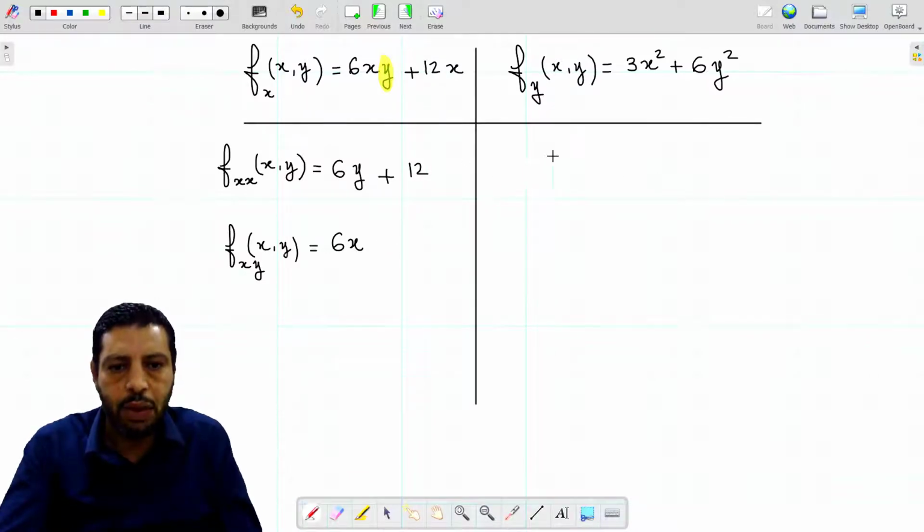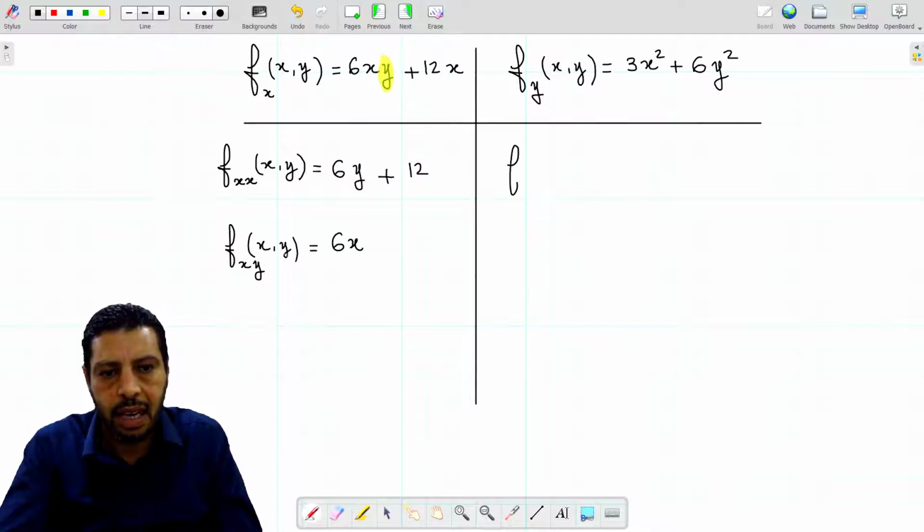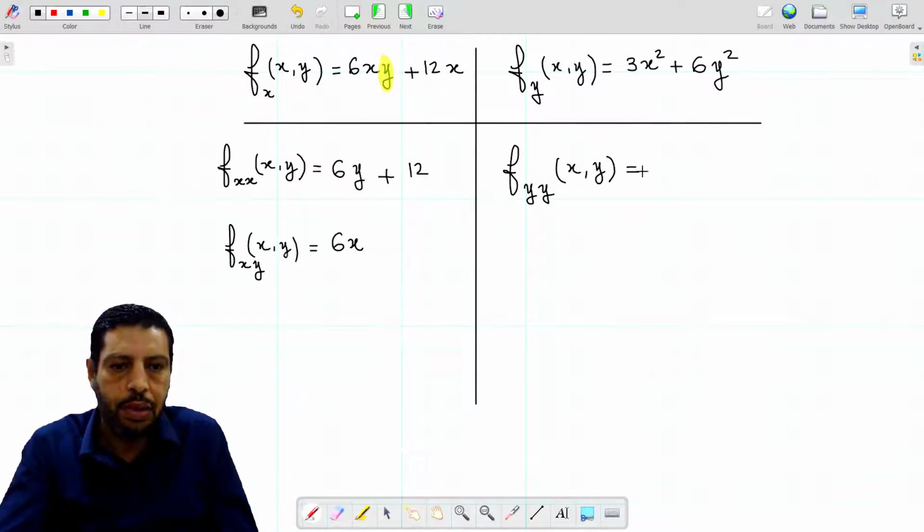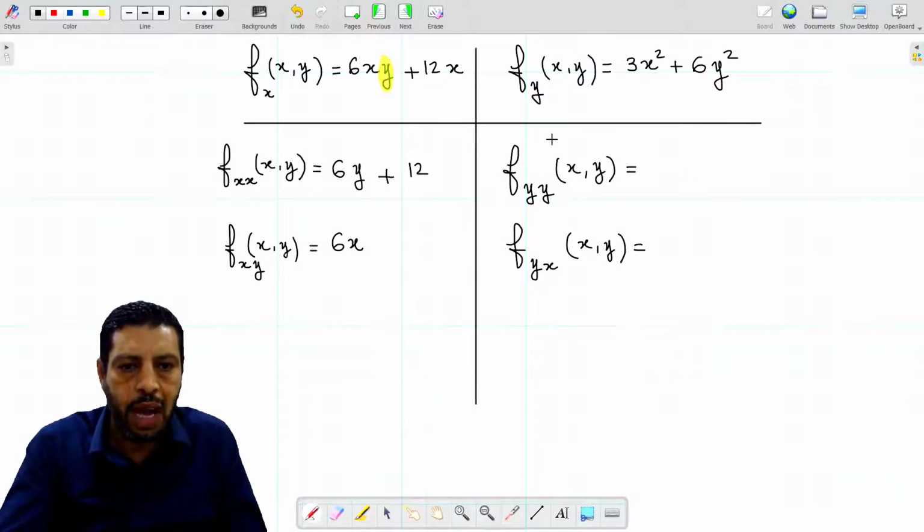Now let's move to the second derivatives derived from fy, so we're going to compute fyy first, and then fyx of x and y. Now, fyy means we're going to consider fy and make the derivative with respect to y. The y appears only in the 6y squared, and the derivative of y squared is 2y times 6, it gives 12y, and the first term gives 0 since there is no y inside.